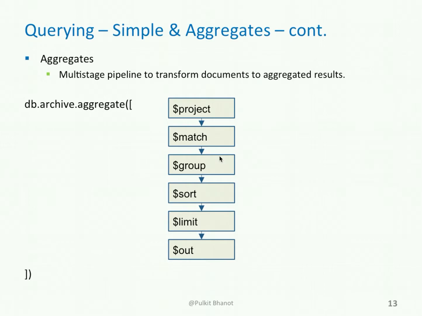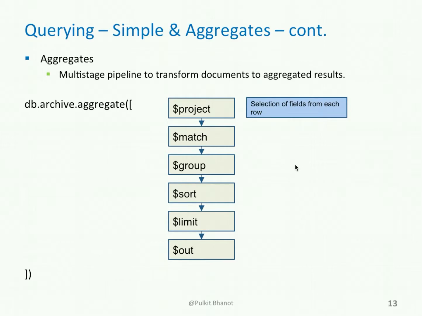Pipeline stages help in filtering the documents like queries do, and then document transformations can also be done, and the resulting output can also be stored into a collection, so that if a similar transformation is required in future, we can just refer to the collection. So let us look at some of the stages. The first stage is a project stage.